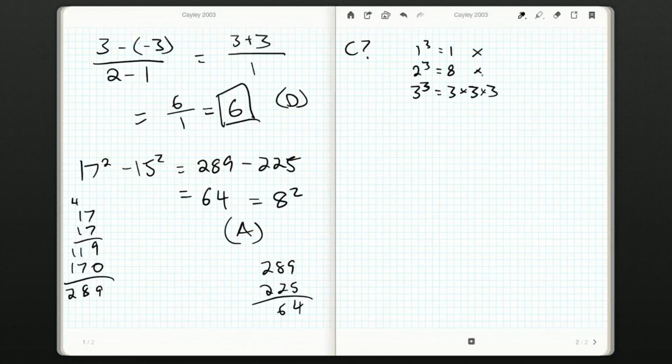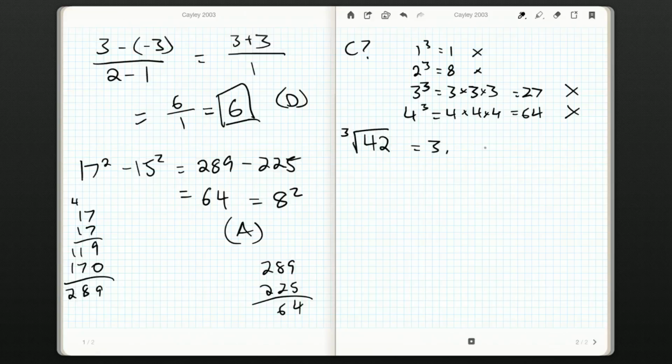This is 2 times 2 times 2. 4 cubed, of course, is 4 times 4 times 4. We get 27. That's not it. 64. That's not it. And 42 should be somewhere in here. So that tells me that the cube root of 42 is 3 point something. Okay, and so I know that C is not the right answer.